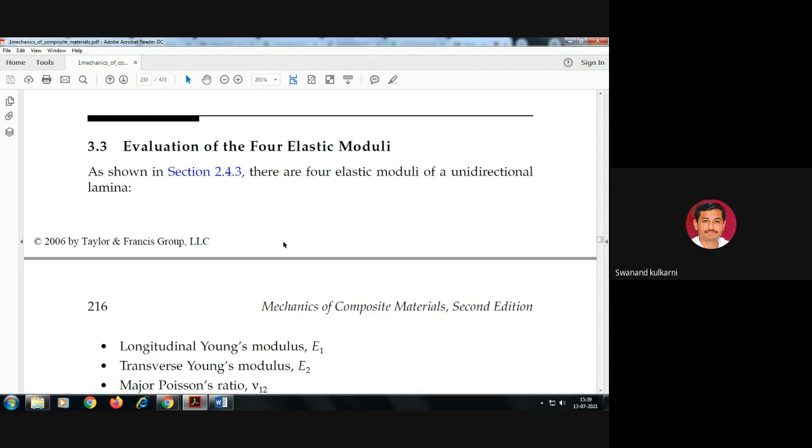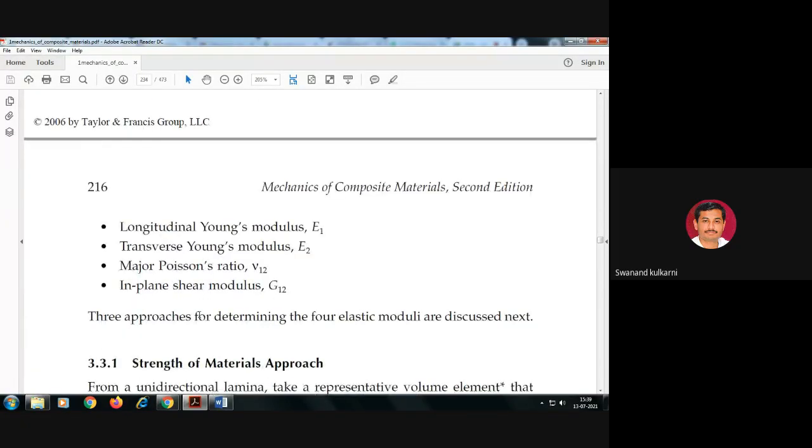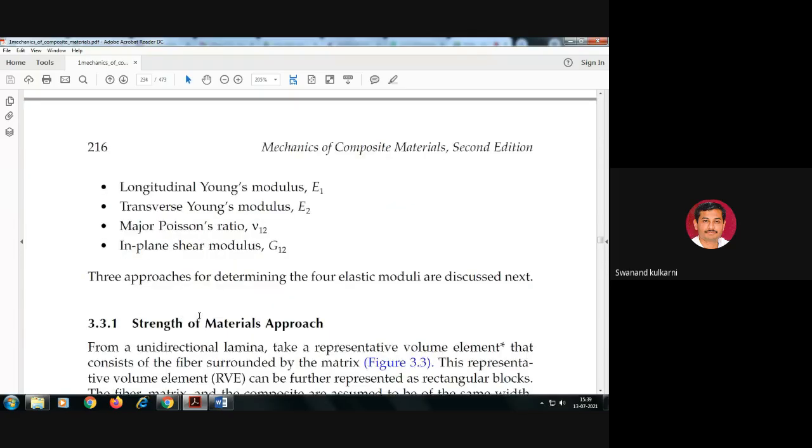In the micro mechanical approach, we require properties based on the matrix and reinforcement. What is the percentage of matrix? What is the percentage of reinforcement? Based on that matrix and reinforcement percentage, we identify these properties. Is it okay? The purpose is to identify the longitudinal Young's modulus, transverse Young's modulus, major Poisson's ratio, and in-plane shear modulus. Is it okay? The strength of material approach we are going to use now.